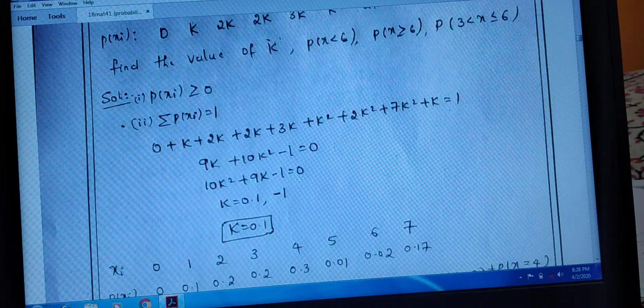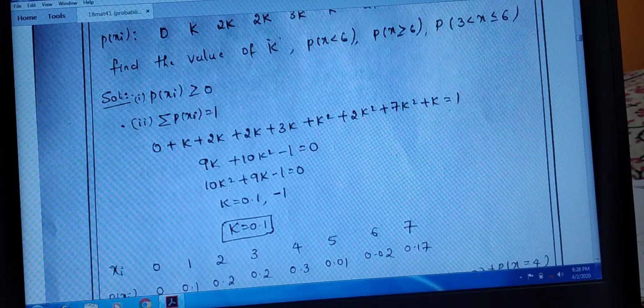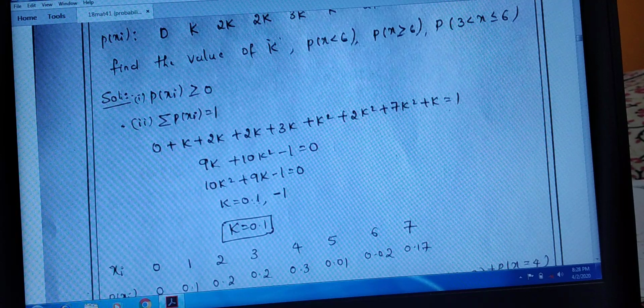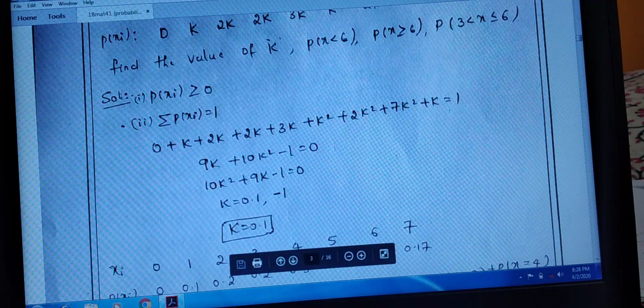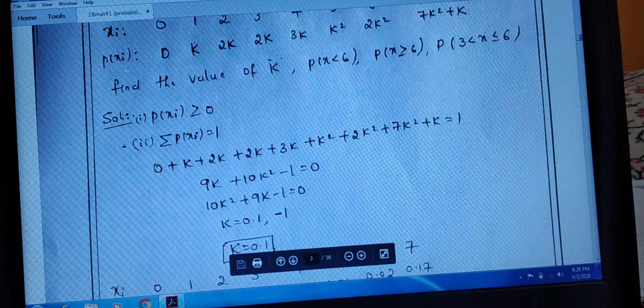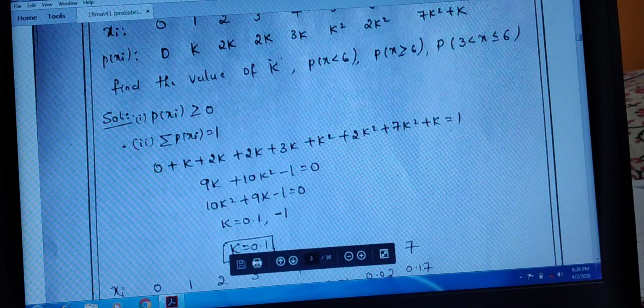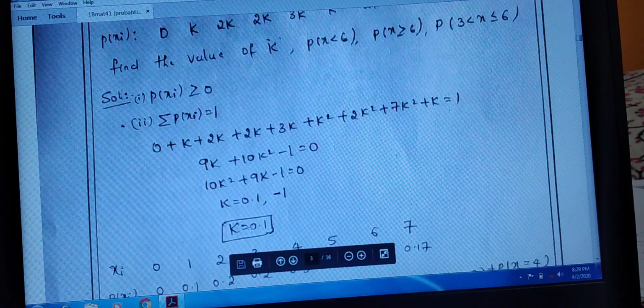You can find the roots of this equation using your calculator. You get the roots k equals 0.1 and minus 1. So we have two values for k, and you have to choose the positive value, because if p of xi is a probability density function, all the values must be greater than or equal to 0. If you choose k as minus 1, you will get negative values after substituting in p of xi. So you have to choose k as 0.1.